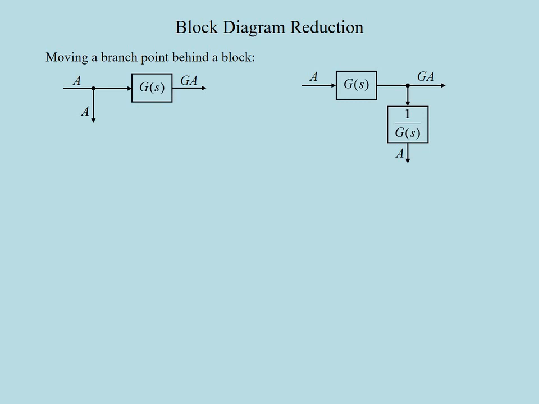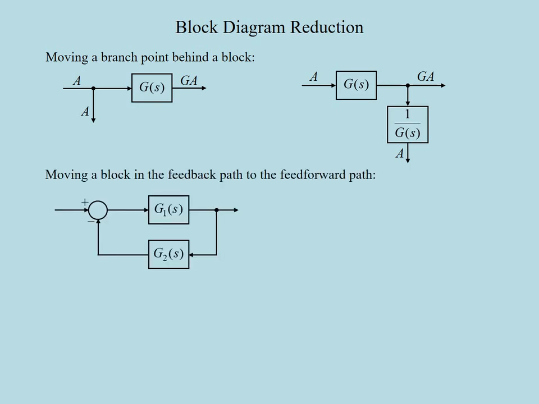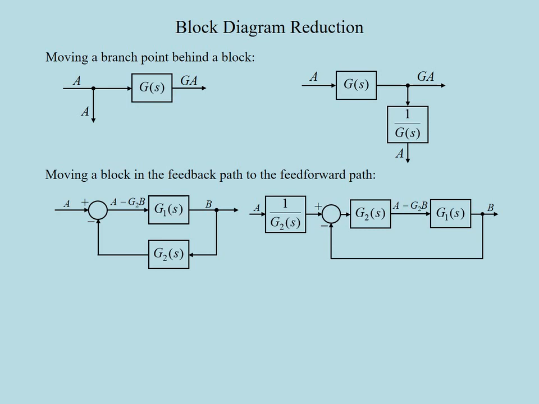Another interesting case is when you have a feedback loop and you would like to move a block on the feedback path to the feed-forward path. Now, in such a feedback loop, for example, if the input is A and the output is B, the input to the G1 block in the feed-forward path happens to be A minus G2 B. Now, if you move the G2 block to the feed-forward path, then we have to filter the signal A through the block 1 over G2 in order to keep the same input-output relationship as in the original feedback loop.